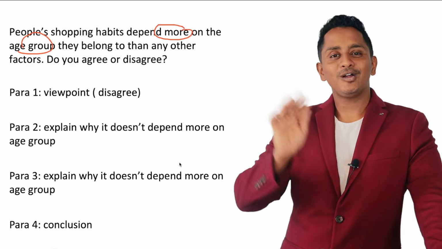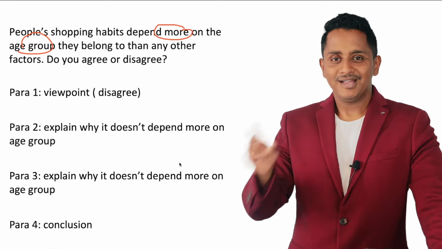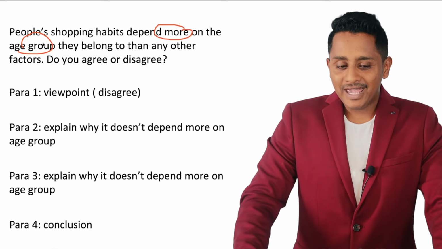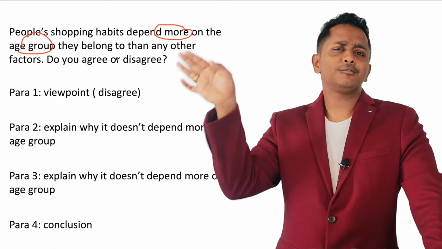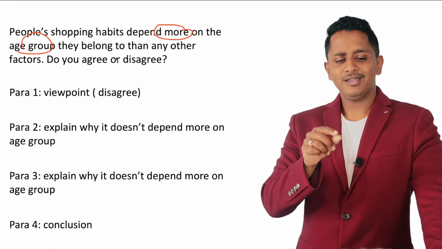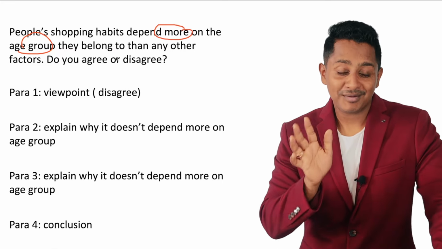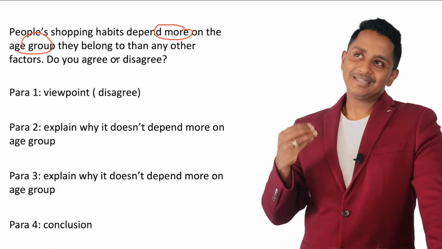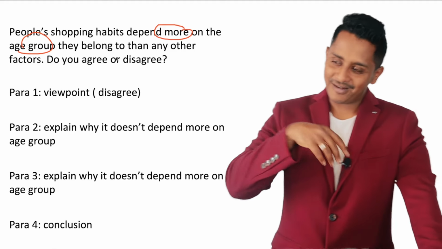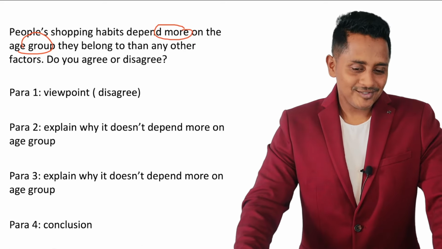The question is not what other factors does people's shopping habits depend on. No. The question is, does age group influence shopping habits more than any other factors? If you agree, then you agree to the entire question. If you disagree, you disagree to the entire question. Remember this. This is where people lose a lot of marks and complain saying it's a scam. My friend is getting marks, I'm not getting marks. It all depends on the question.